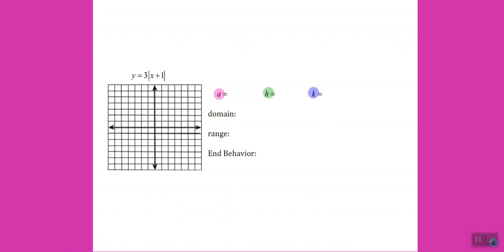Alright, so this time we see the two straight lines, which means this is our absolute value function. Our A value is still in front, so it's 3. Our H value is the opposite of what's inside. So it will be -1 this time.